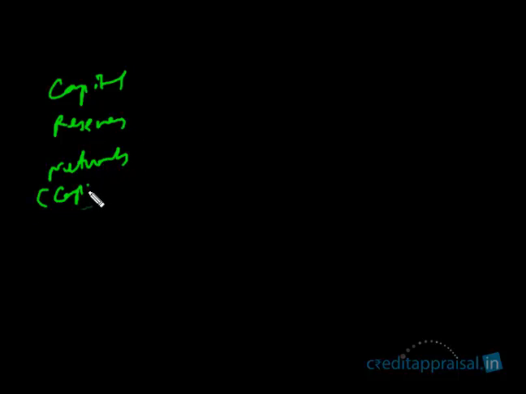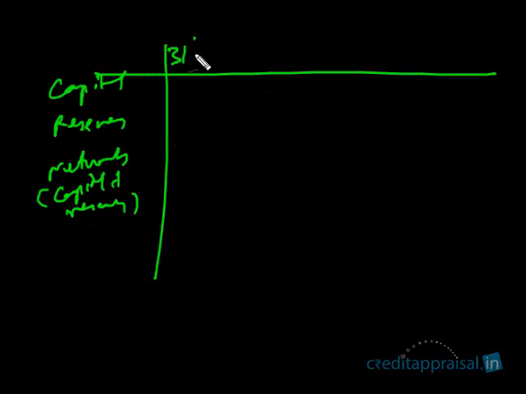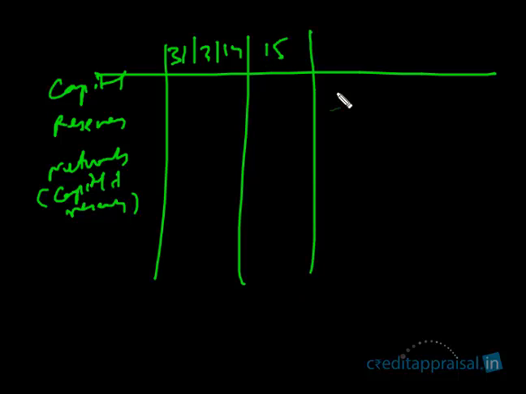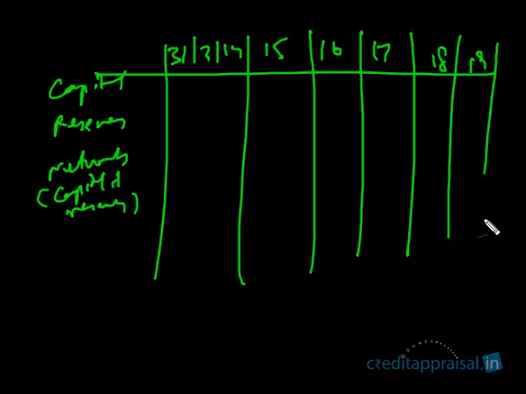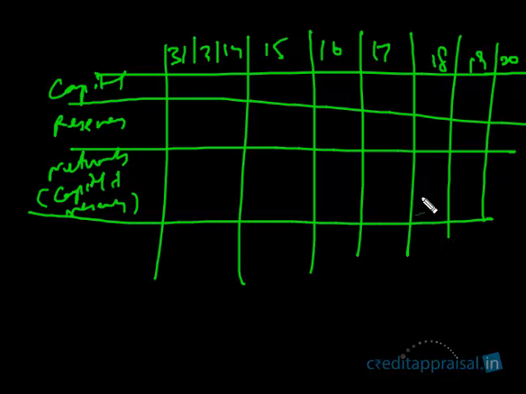So let us have this more clearly. Capital, reserves and surplus, and net worth. Net worth is nothing but capital plus reserves, right? So here 31/3/2014, then 15, 16, and this is going on up to 2020, because till then we are expecting 100 lakhs loss to be incurred every year. So let us fill in these figures. This figure is available with us. 31/3/2014, the capital is 160 lakhs, reserves is 240, and total net worth is 400.